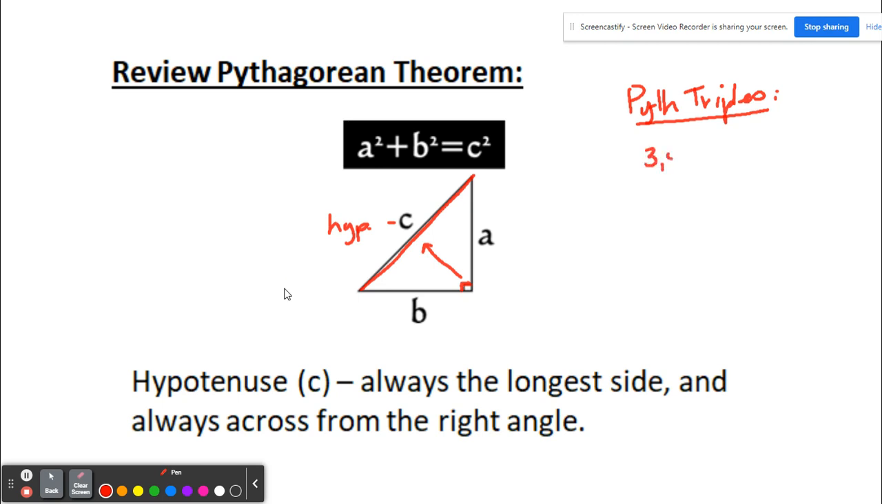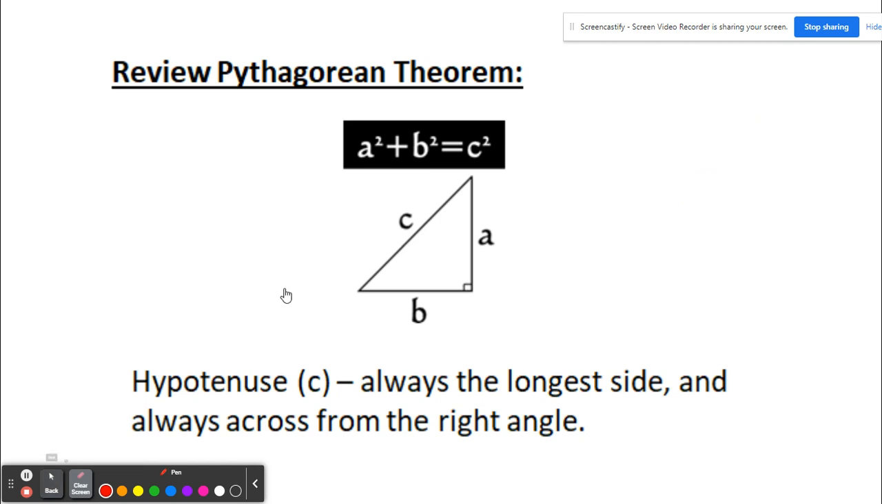So 3, 4, 5 is a triple, 5 being the hypotenuse because that's the biggest number, and 3 and 4. 6, 8, 10. Sorry, I said 8 and wrote 10. Let me find an eraser here. Okay, 6, 8, 10 is a triple. 5, 12, 13 is a triple. There are several of them, but these are common triples, and you can Google Pythagorean triples, and if you memorize them, it'll make things a lot easier.